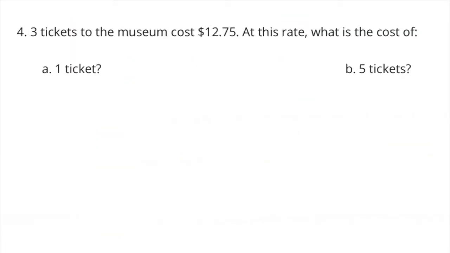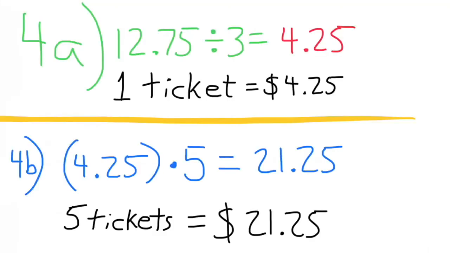Number 4. 3 tickets to the museum cost $12.75. At this rate, what is the cost of A. 1 ticket and B. 5 tickets? 4A. $12.75 divided by 3 equals $4.25. So 1 ticket would cost $4.25. 4B. $4.25 times 5 equals $21.25. 5 tickets would cost $21.25.